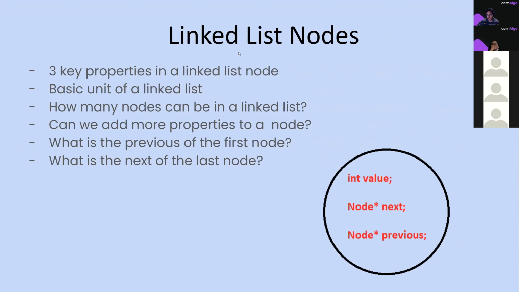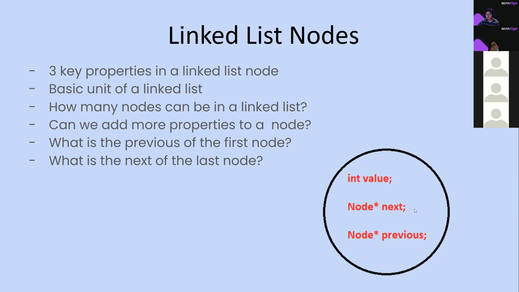So that actually goes into nodes. We're going to talk about the doubly linked list here because that's the more common one that you'll see. The doubly linked list has three key properties. We have the value. In this case, I made it an integer, but it could be anything, right? You could have a linked list of linked lists if you wanted to. The value could be anything.